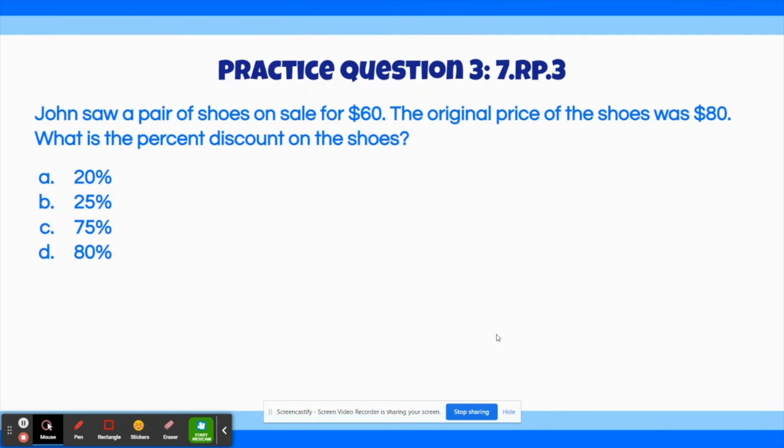Okay, on to the third question. This question says, John saw a pair of shoes on sale for $60. The original price of the shoes was $80. What is the percent discount on the shoes? A, 20%, B, 25%, C, 75%, and D, 80%. Now you can pause the video and try to solve the problem on your own. Once you're ready to see the answer, play the video.